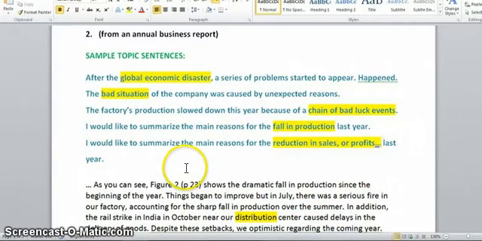So when we write our topic sentence, we want to make sure that we've got a little bit of a summary and a reason that encompasses or includes the main ideas of the paragraph. Okay, you did some good work, and we'll talk about this more in the lesson on Tuesday. Bye.